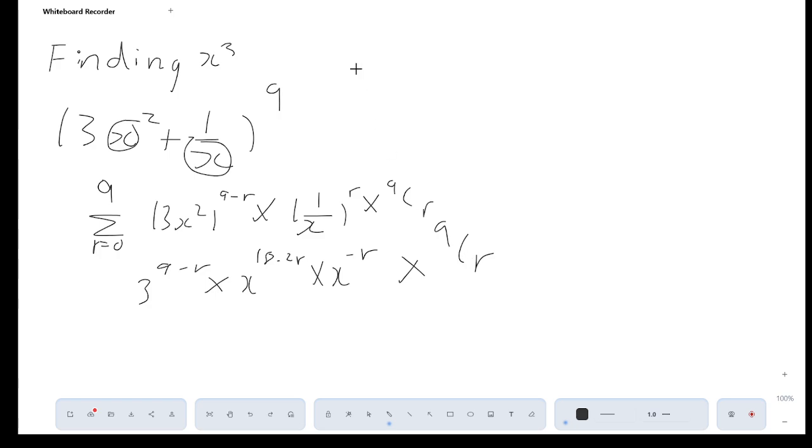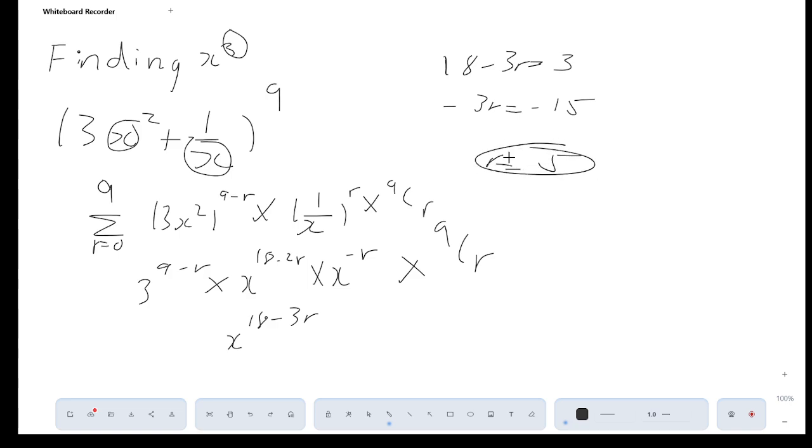And now you can see something beautiful going to happen. Now that you have 18 minus 2r minus r, you just put it as x to the 18 minus 3r. And by finding x cubed, you want 3, right? So you want 18 minus 3r to equal 3, right? So then therefore negative 3r equals negative 15 and r equals 5. And by finding r, this is usually called the r method because you're always finding the r, that you can find an expression now for x cubed by doing 3, 4 times 9C5. Simple enough. This is your coefficient.